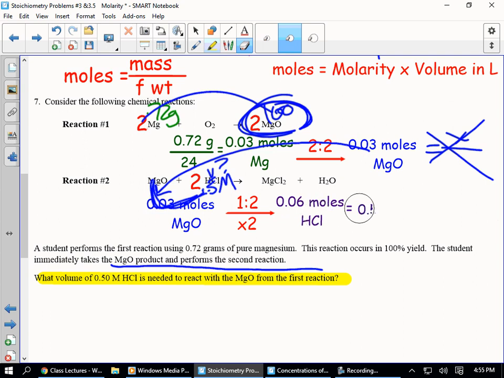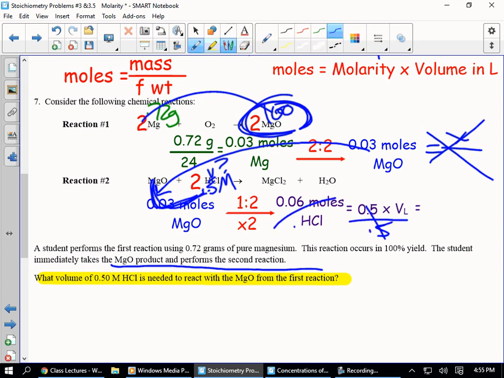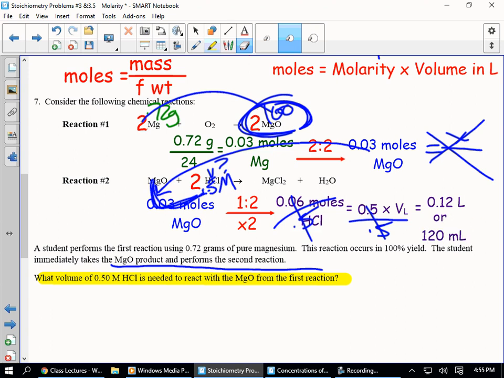I know the molarity is 0.5. What is my volume? Divide this by 0.5, get V by itself, divide this by 0.5. And your calculator says 0.12. What unit is that? That's going to be liters. Or you can move the decimal to say 120 milliliters. So hopefully that helps a lot. And if you have any questions, bring them on in class.